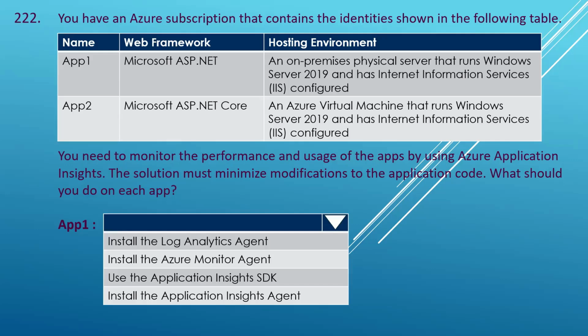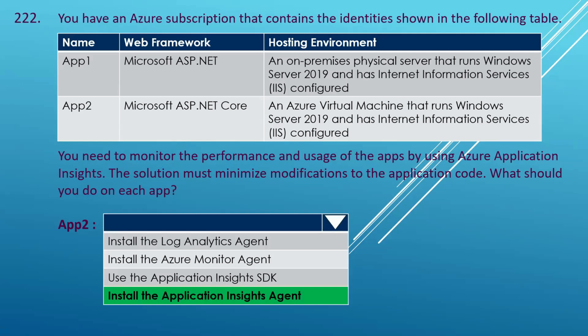The solution must minimize modifications to the application code. What should you do on each app? And for App 1, the options are install the Log Analytics agent, install the Azure Monitor agent, use the Application Insights SDK, install the Application Insights agent. And friends, the correct answer here is install the Application Insights agent. Let's look at the second part of this question, which is App 2, and your options are also the same here. And friends, the answer will also be the same, that is install the Application Insights agent.